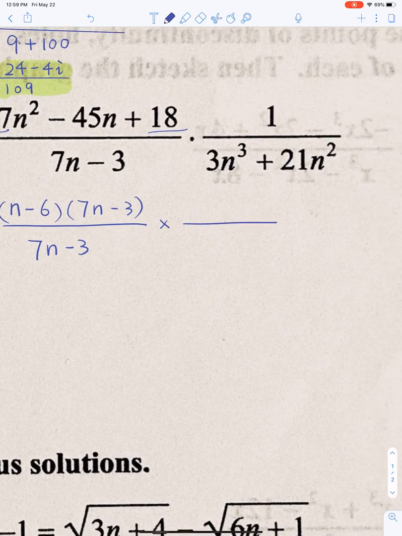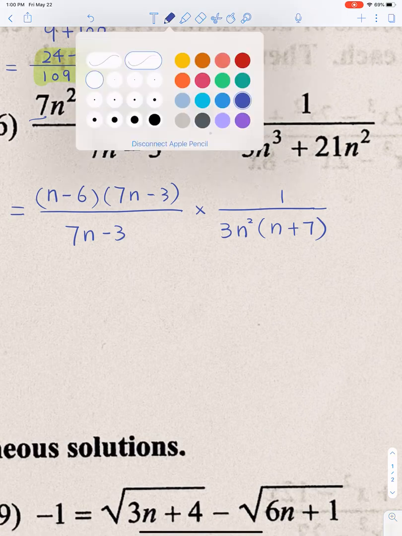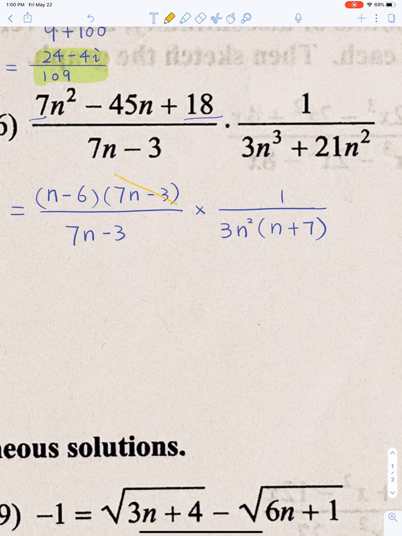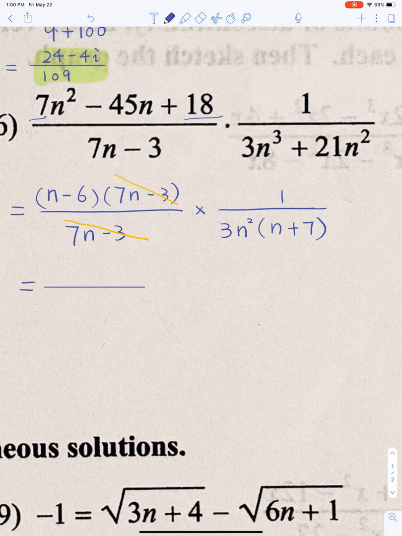times, and this one we can take out something also, right? We can take out 3n squared times n plus 7. Okay, now we can do cross cancel. Together, cross cancel, 7n minus 3. And the rest we cannot do anything, so it becomes 3n squared times n plus 7, and the top will be n minus 6.